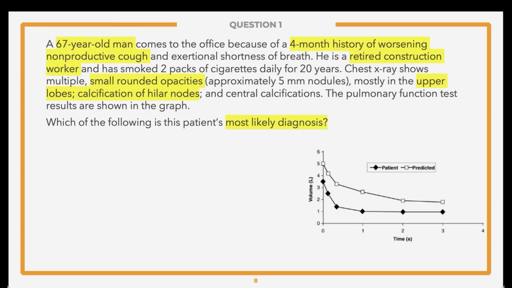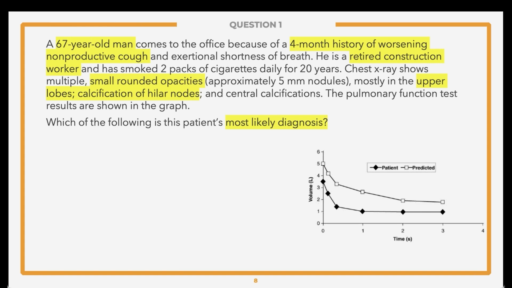He's a retired construction worker. Usually when they give you an occupation, you want to take that into account. They don't give you information like that without it being kind of relevant. He's also a smoker, so that's not highlighted, but it's important to know. A 2-pack a day for 20 years. That's a pretty significant 40-pack year smoking history.